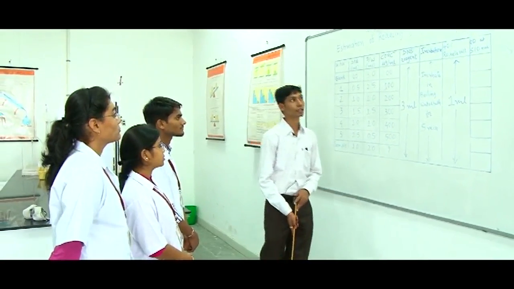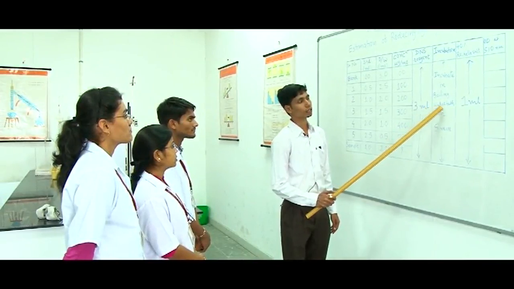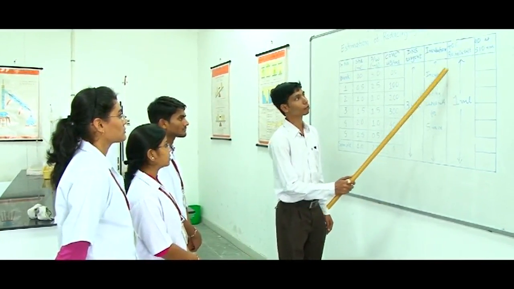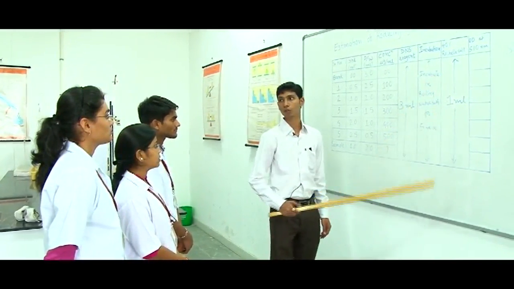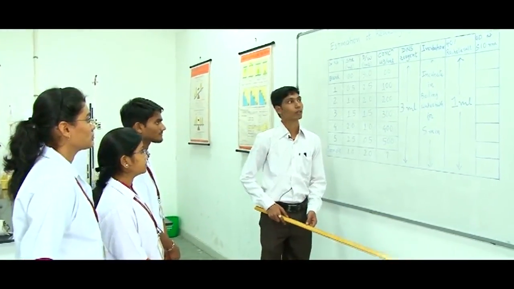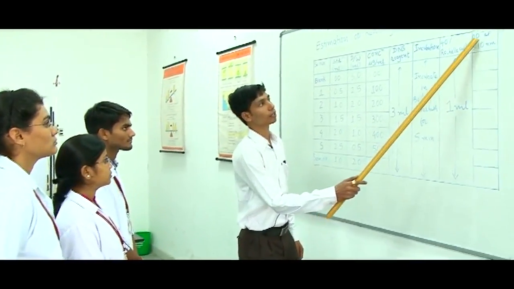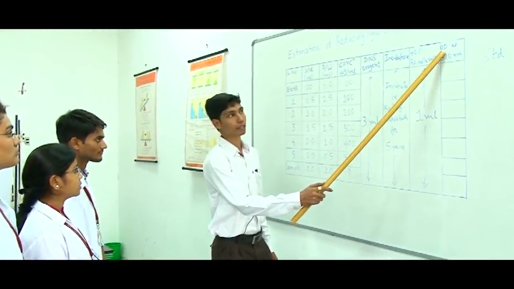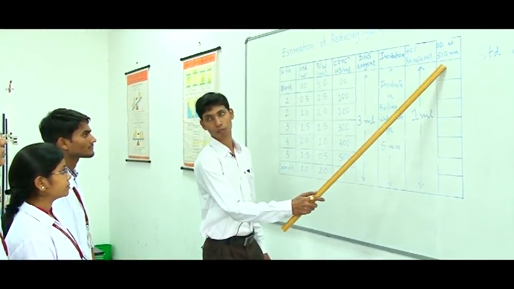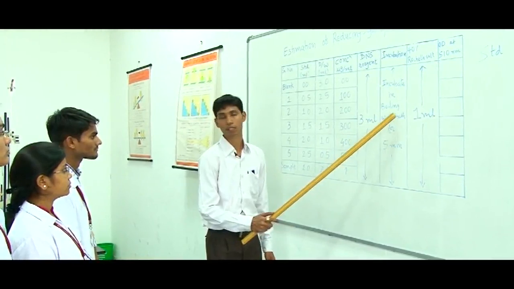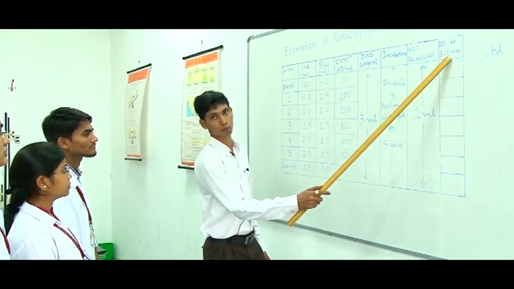After that, while the contents are still warm, we will add 1 ml of 40% Rochelle salt solution, that is sodium potassium tartrate solution. And then we will take the optical density. OD stands for optical density at 510 nanometer. It will give the red color complex, which can be measured at 510 nanometer.